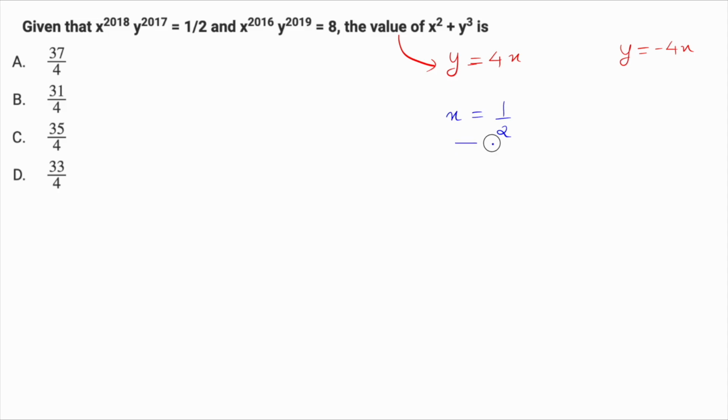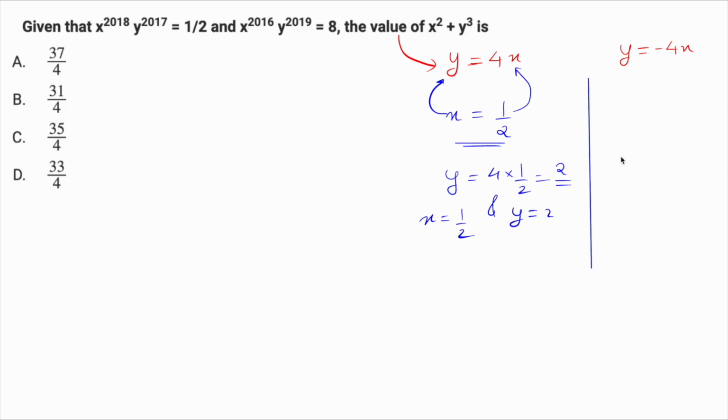So I've got x is equal to 1 by 2. This is when y is 4x. So I substitute the value of x as 1 by 2 in the equation. I get y is equal to 4 into 1 by 2, and that is 2. So as per the first case, x is 1 by 2 and y is equal to 2.